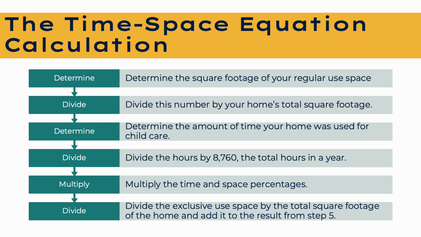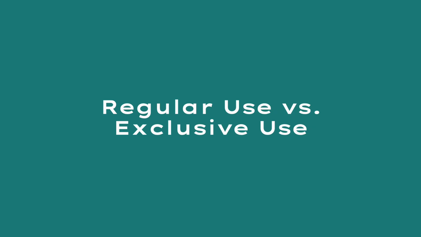Using these steps, you can easily determine how many of your expenses can be reimbursed using grant funds or be deducted on your federal income taxes. In your time-space percentage, you will classify your space as either regular use or exclusive use. It is important to know how to distinguish these spaces and how they should be included in time-space if they are applicable.